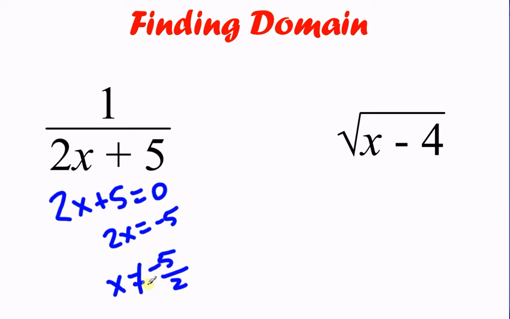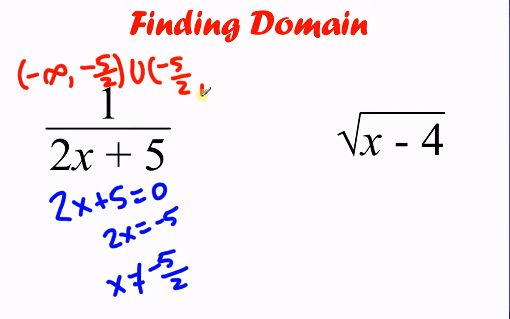So I can use anything before this number, and I can use anything after this number, just don't use this number itself. So we'll start with negative infinity, and we'll go all the way to negative 5 halves. We'll use a parenthesis to show that you can't use that number, we're just going to come close to it. Then we will do a union, and basically kind of skip over that number and keep going.